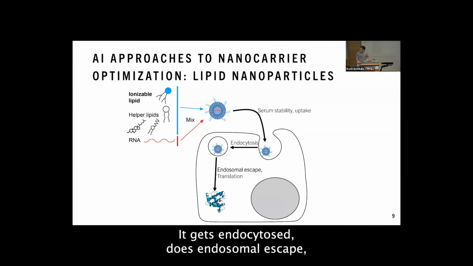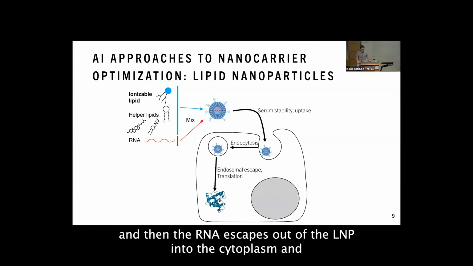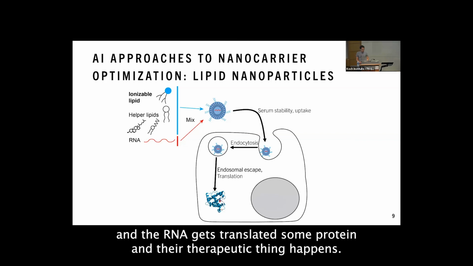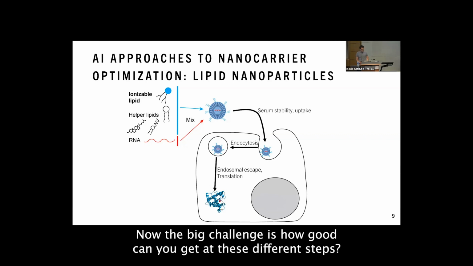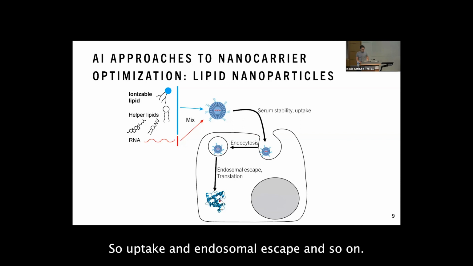It gets endocytosed, does endosomal escape, and then the RNA escapes out of the LNP into the cytoplasm, and the mRNA gets translated into some protein, and there your therapeutic thing happens. Now, the big challenge is how good can you get at these different steps? So uptake, endosomal escape, and so on.